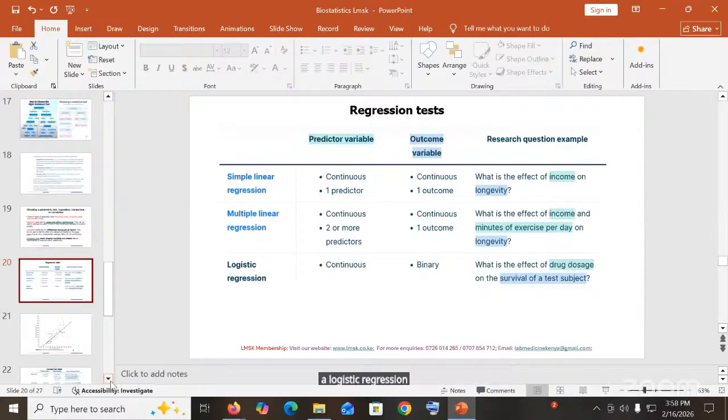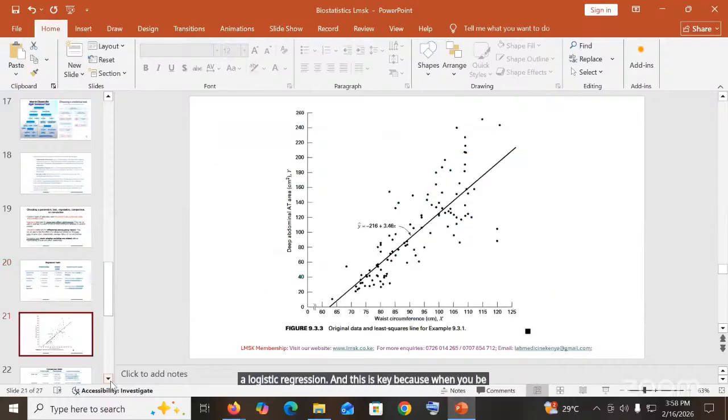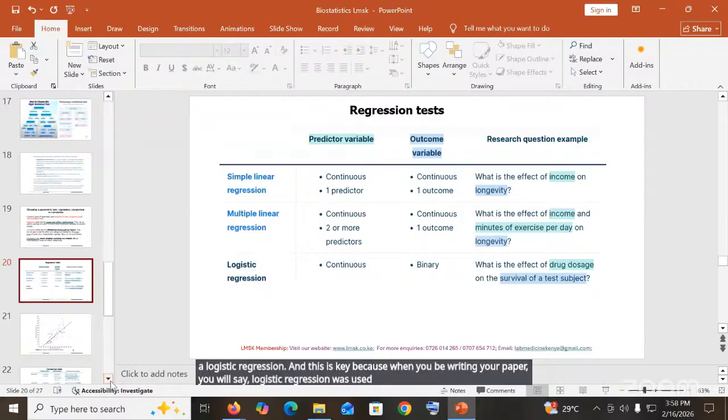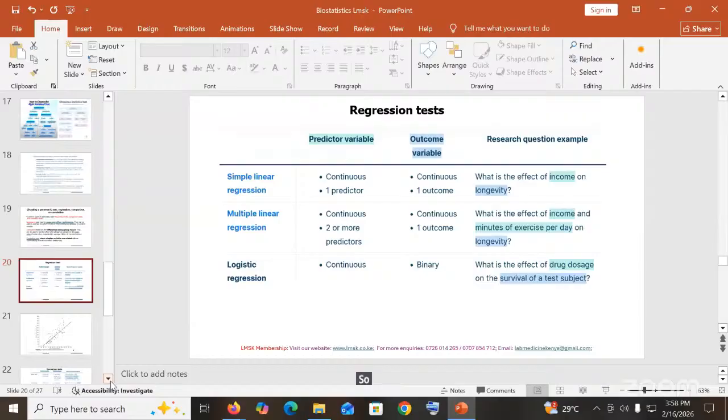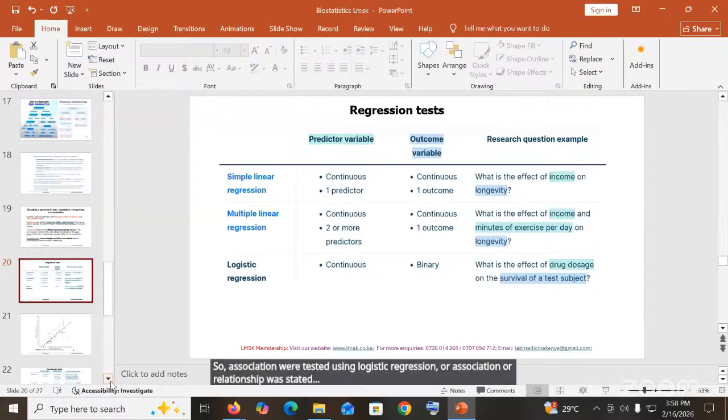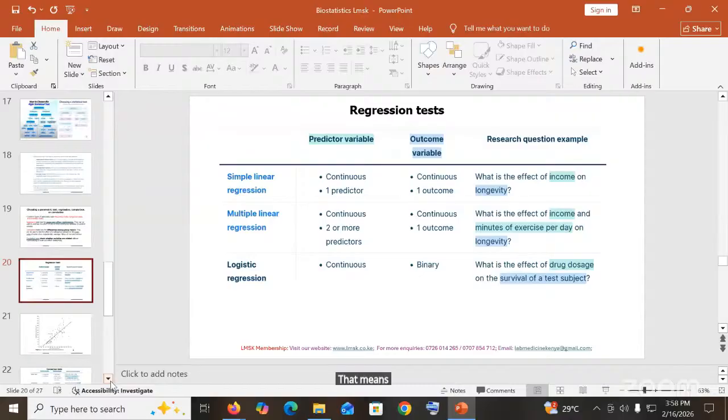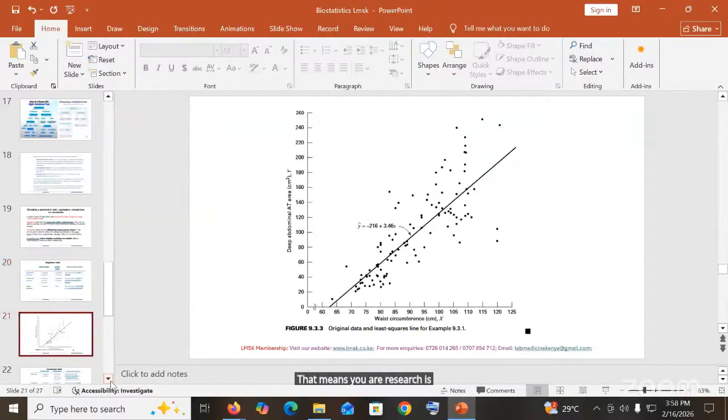This is key, because when you are writing your paper, you will say logistic regression was used to determine the relationship, or association or relationship was tested using simple linear regression. But if you say you used logistic regression with a continuous predictor and continuous outcome, then your research is not correct.